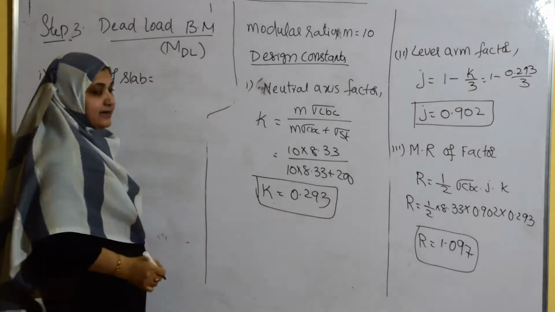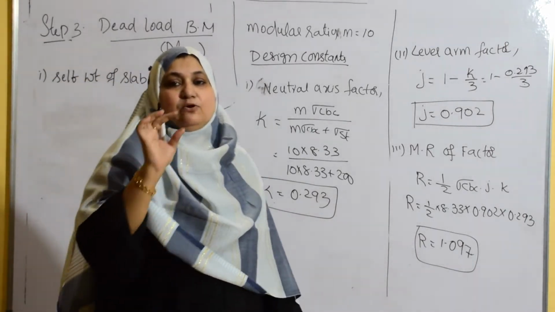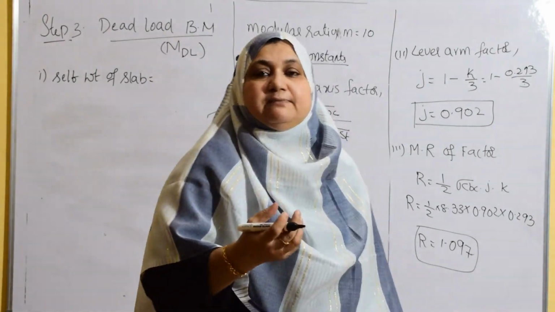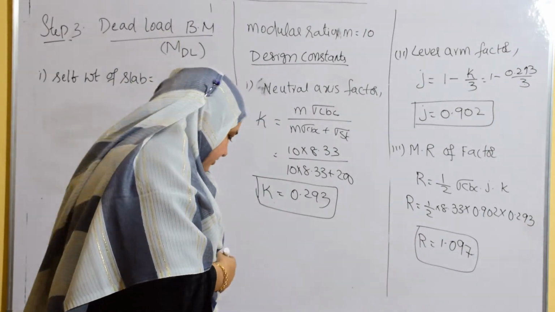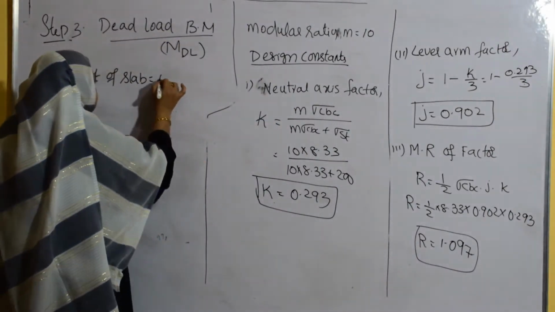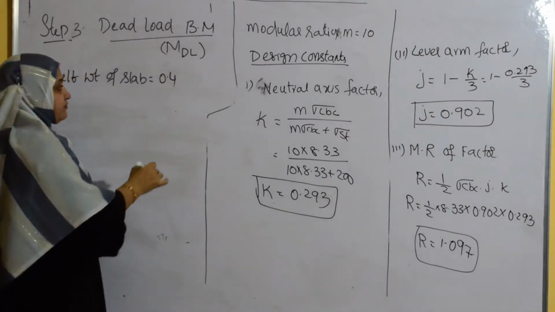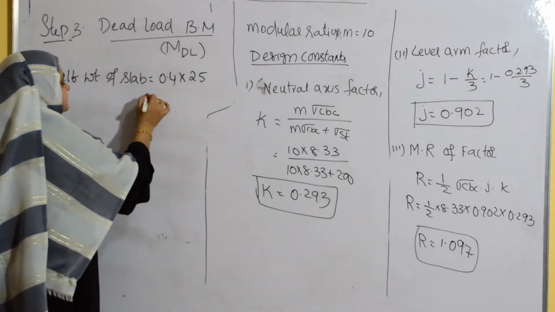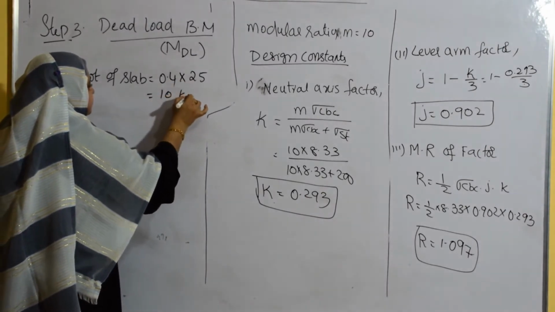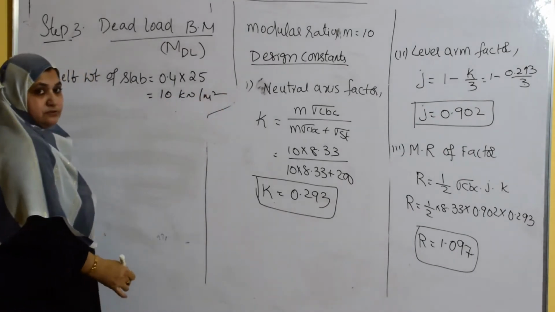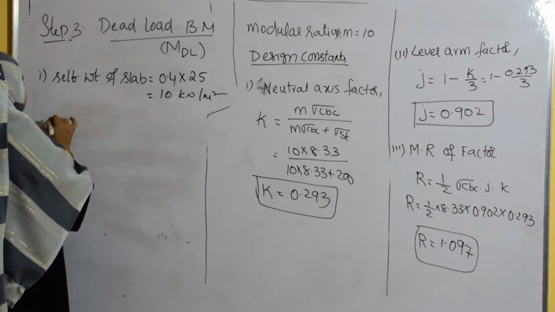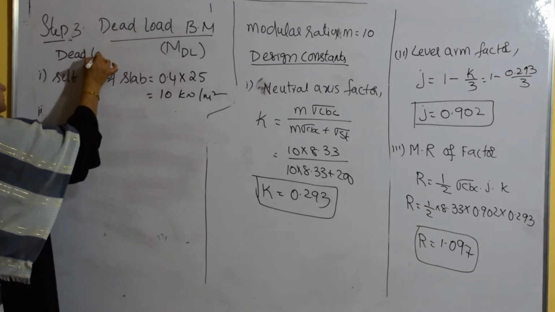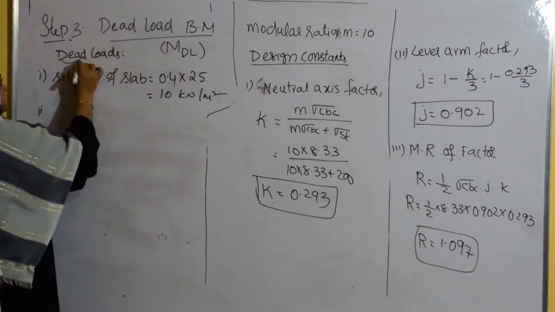So that you can get, as I have already told you, by simply multiplying the overall thickness with the density of RCC, because our bridge is made with RCC. Overall thickness is 0.4 and 25 kilonewton per cubic meter is the density of RCC. So this comes out to be 10 kilonewton per meter square. So this is how you get the self weight of slab. First I am calculating the dead loads, then I will calculate dead load bending moment. I hope you are getting it.